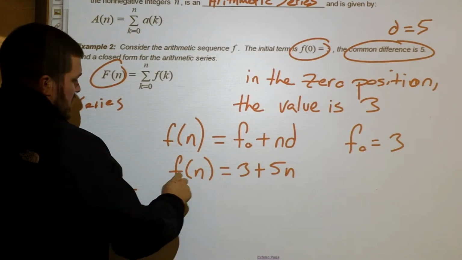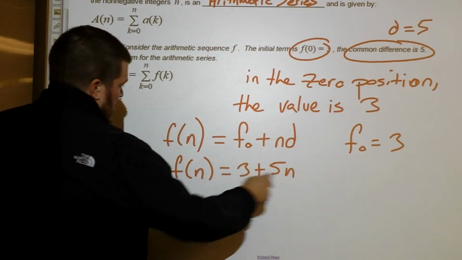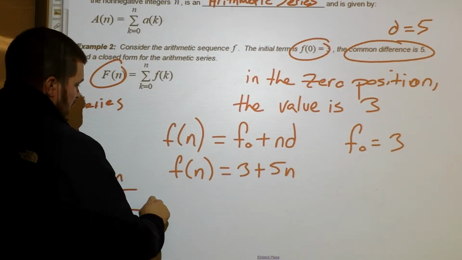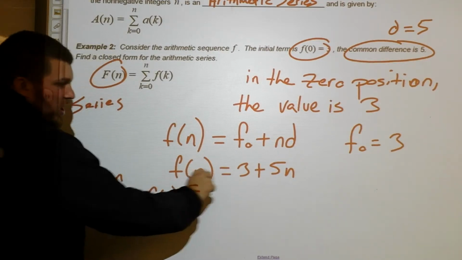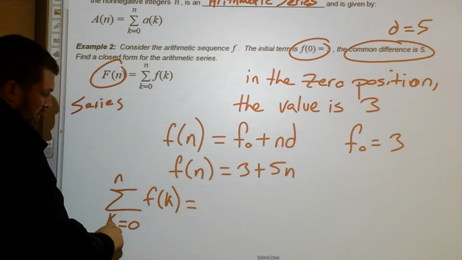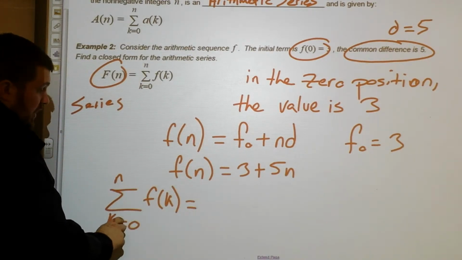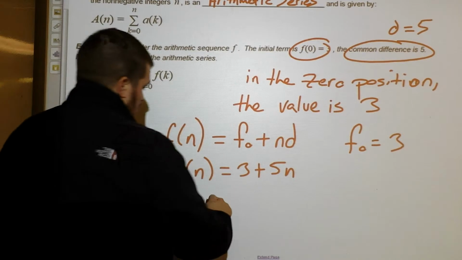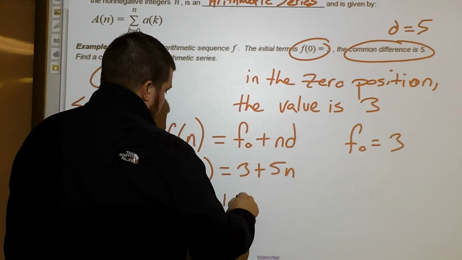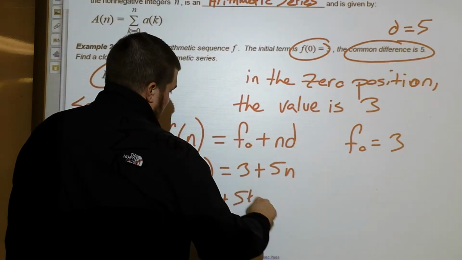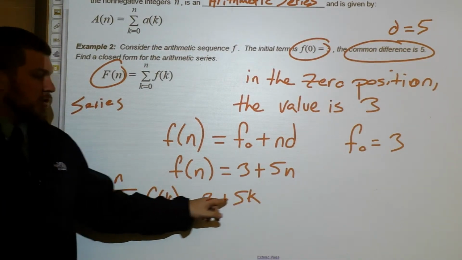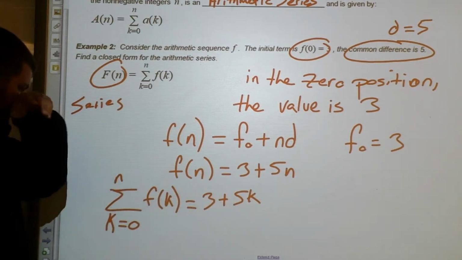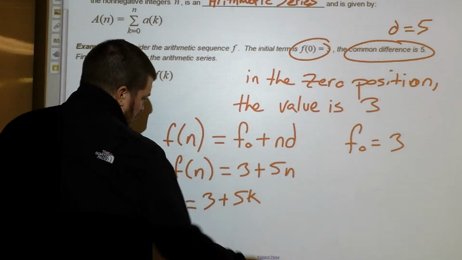F of k, we're just going to replace this. Everywhere I see an n, I'm just going to put a k. So f of k, I'm just changing my variable, no big deal, because in my sigma notation, I started with k on the bottom, and I'm going to go up to n. So 3 plus 5k. Essentially, your variable on the bottom of the sigma must match your variable here in this problem. And actually, I left off the sigma here.